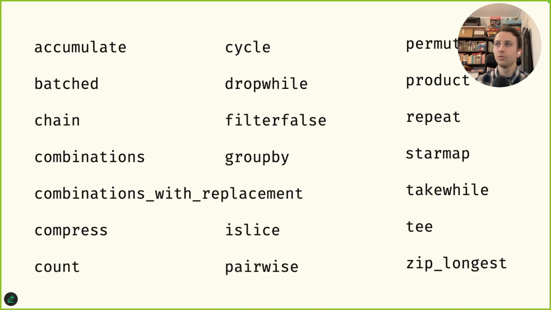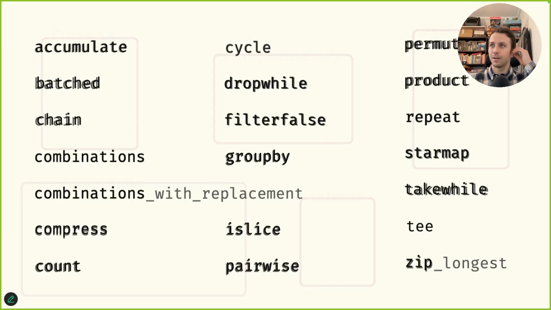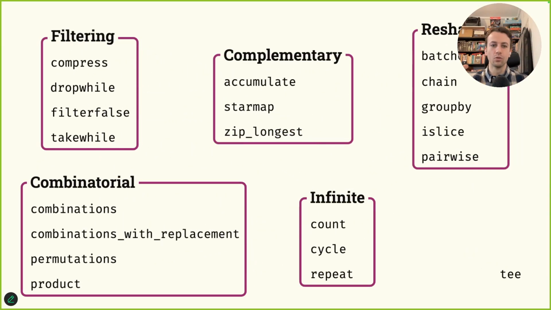So how do you think about itertools? The way I like to think about them is by shuffling things around and grouping everything. And once you get these 5 groups, the filtering, the complementary, the reshaping, the combinatorial, and the infinite itertools, then it's easier to think about whatever's happening. And then there's T in the corner, in the bottom right, but we'll take a look at T later. So for now, we're focusing on these 5 groups.